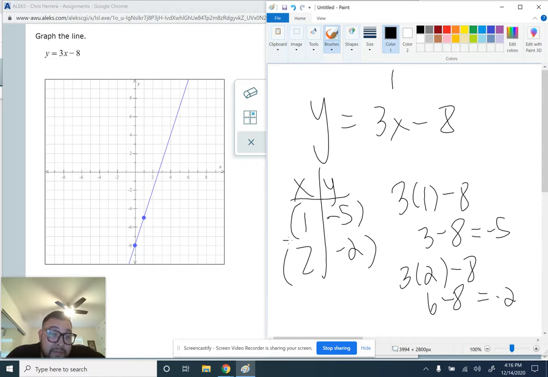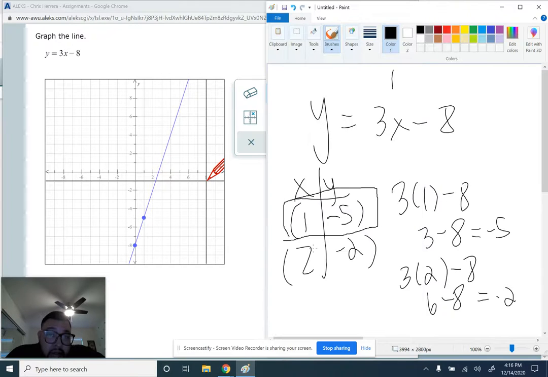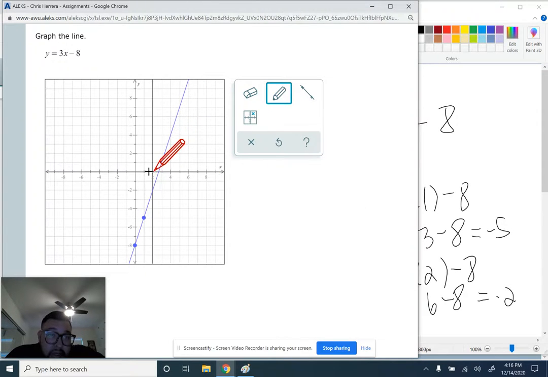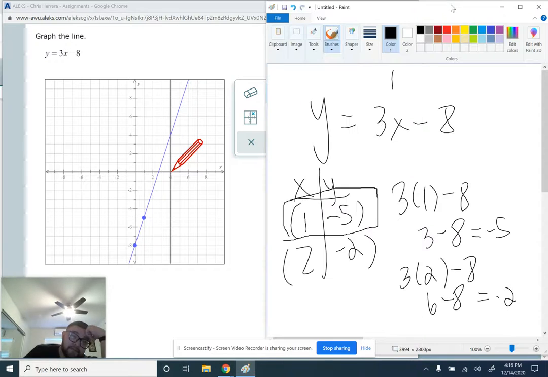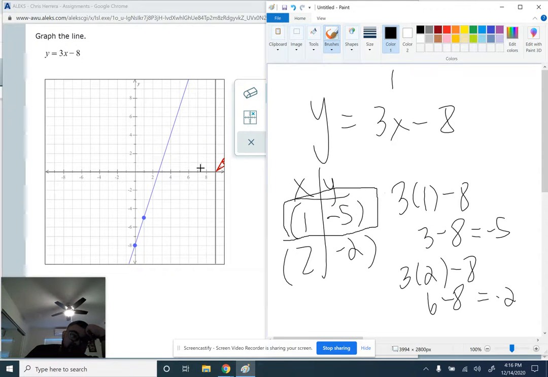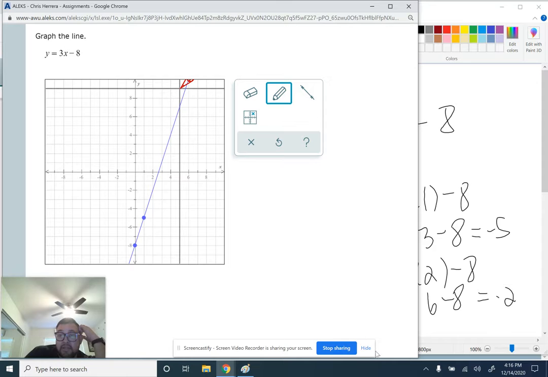But if we notice, even after doing the traditional method, 1, -5, that is already on our graph. And 2, -2, that is also already on our graph. So it doesn't matter which way you do it. The hack method, as you can see, is far less work, and that's really the only kicker. That's why it's called the hack method. It just saves you time.